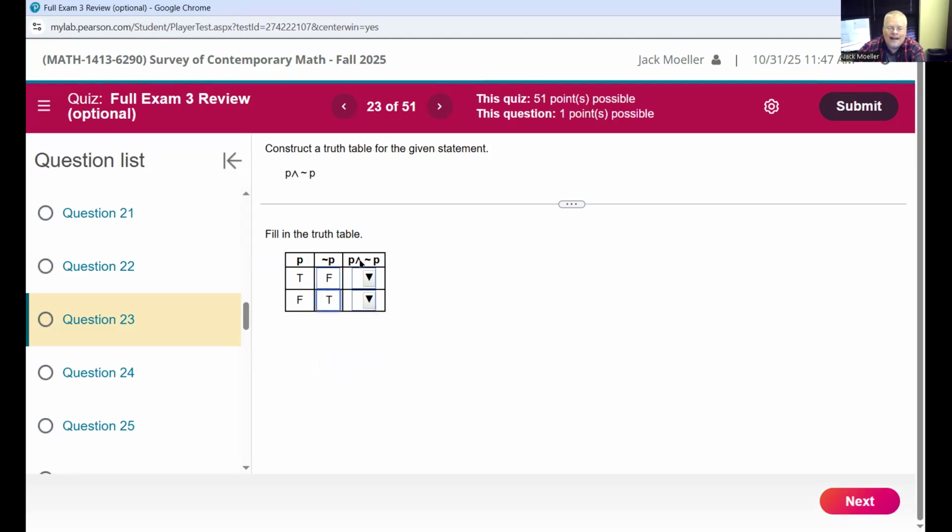And now we're doing and. So when is and true? And is true if both statements are true. So we don't have a row where both of those are true. So that means we're false in both of those. Okay. So this is a pretty typical problem. It's a little bit short because it's just one input statement. But some of these problems, they'll have you fill out the truth table. And that's that.